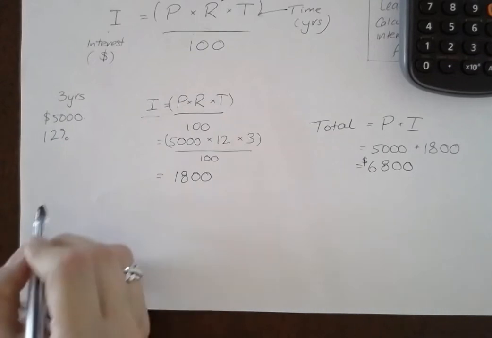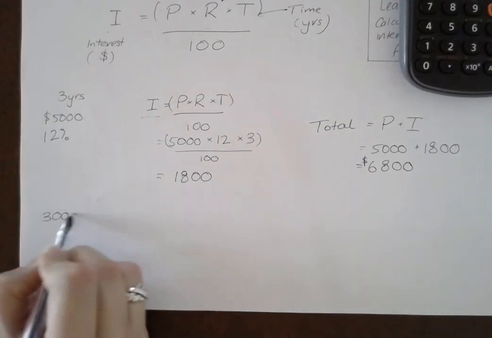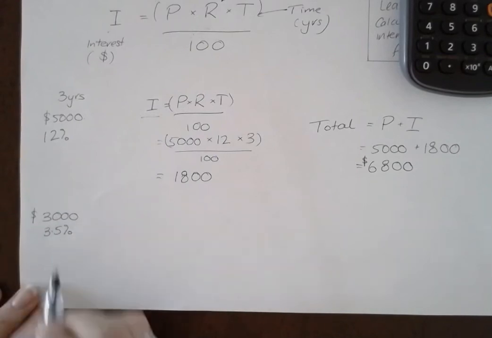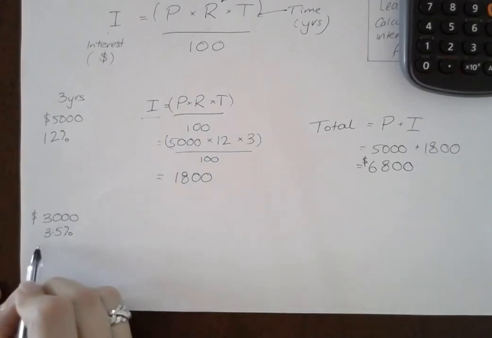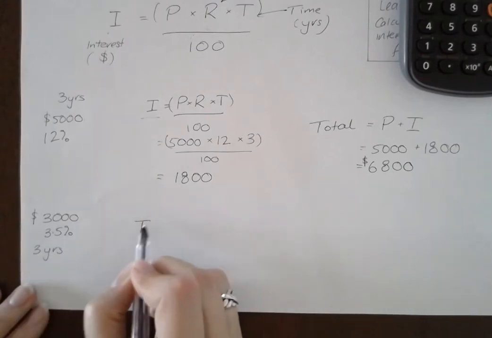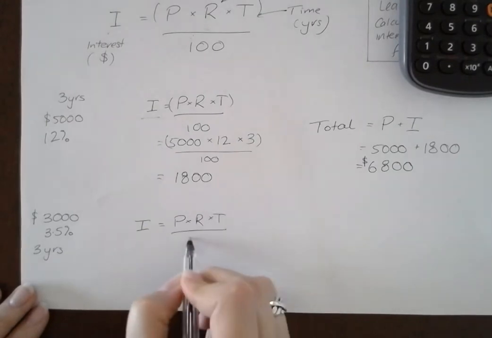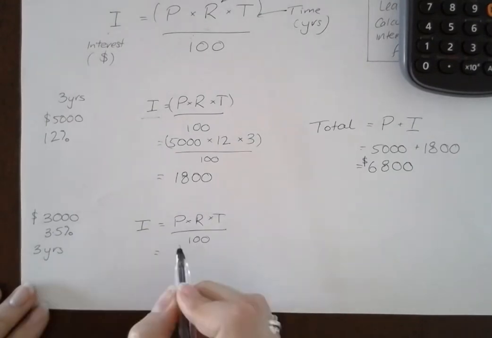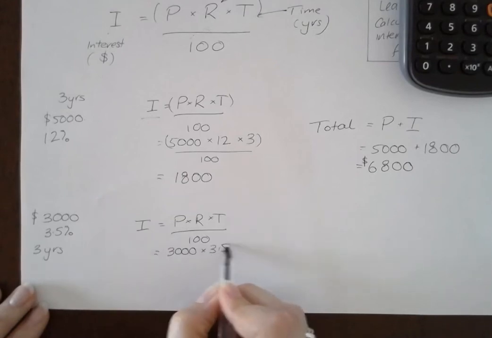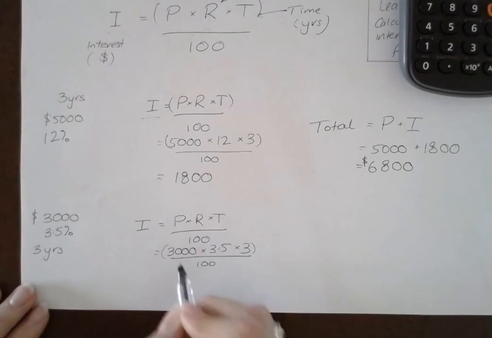All right, our second example, same one we did in the tables as well. We have a bank account. It has $3,000 in it. It had a simple interest rate of 3.5% per annum, and it was over a time frame of 3 years. So let's use our formula. Interest equals P times R times T divided by 100. We've got a principal of $3,000, a rate of 3.5, and 3 years, all divided by 100.